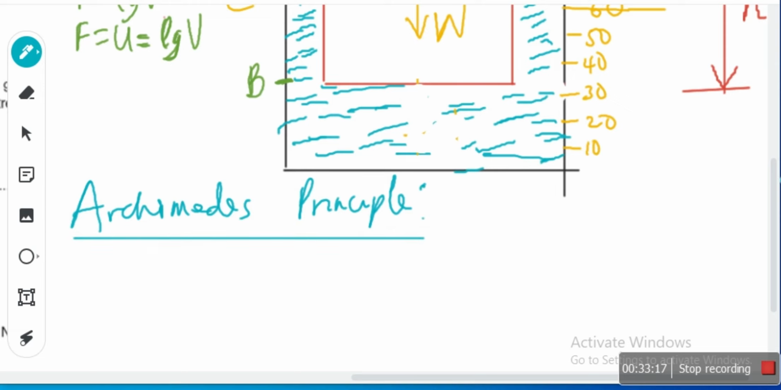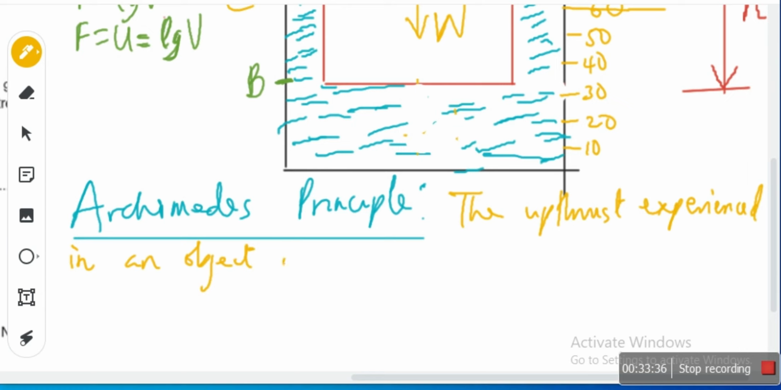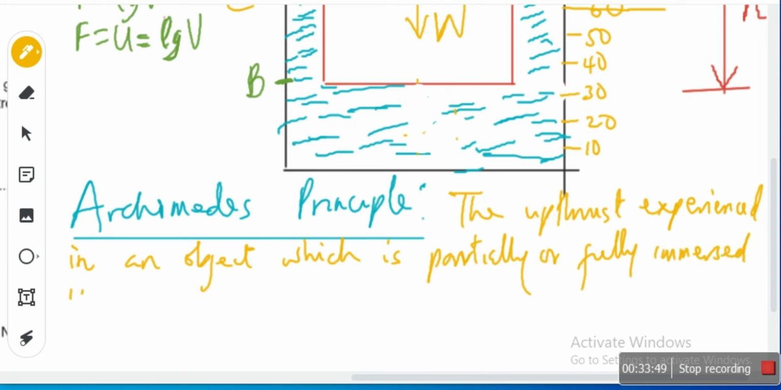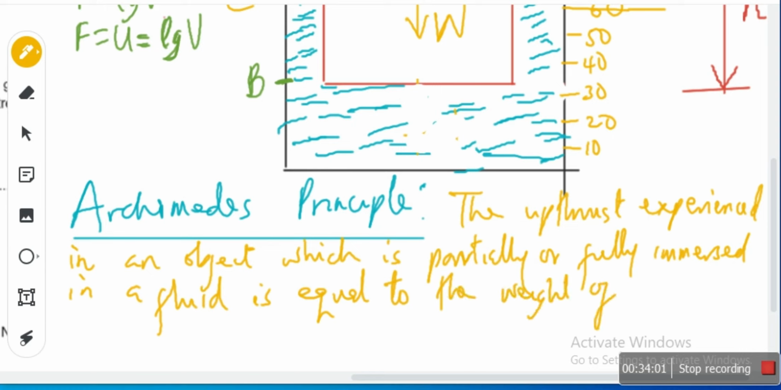Archimedes principle is the up thrust experienced in an object which is partially or fully immersed in a fluid is equal to the weight of the water displaced. Weight of the fluid displaced.